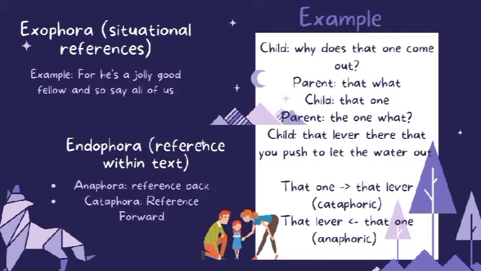Reference can be subcategorized as follows: exophora or situational reference. For example, for he's a jolly good fellow and so say all of us. Here, the text is not indicating who he is. He can be recognized by the situation in which the expression is used. They are not a source of cohesion because their presupposition cannot be resolved within the text. Rather, their presupposition is found outside the text.